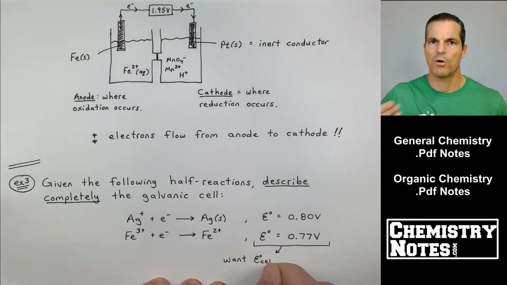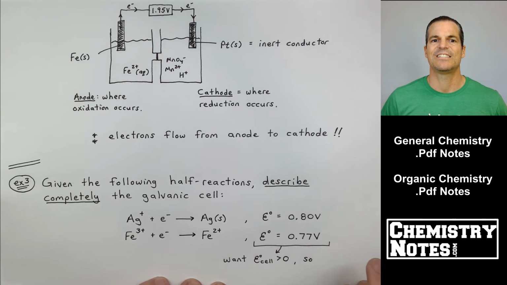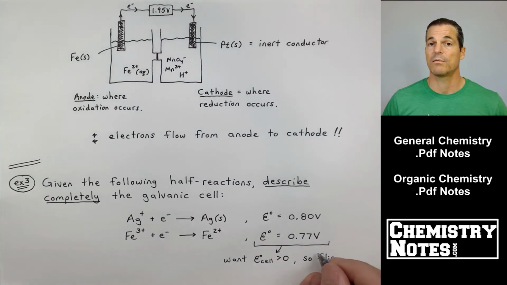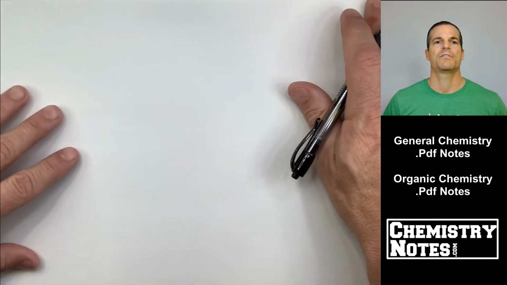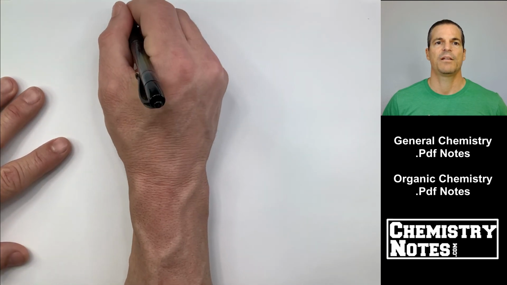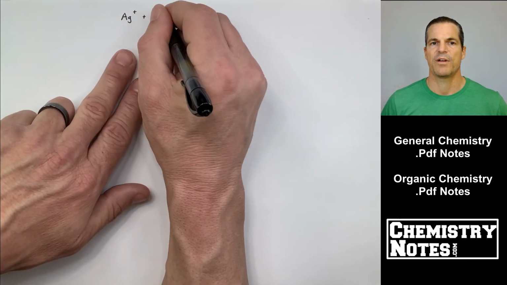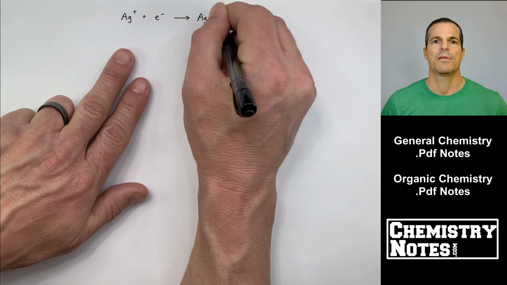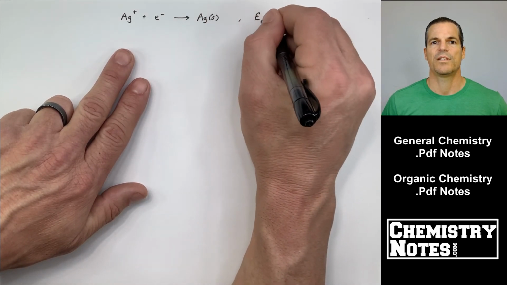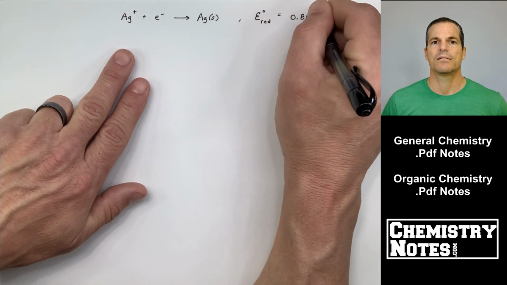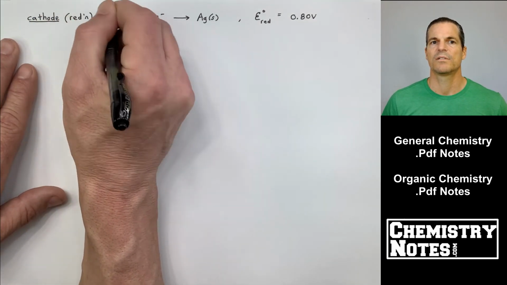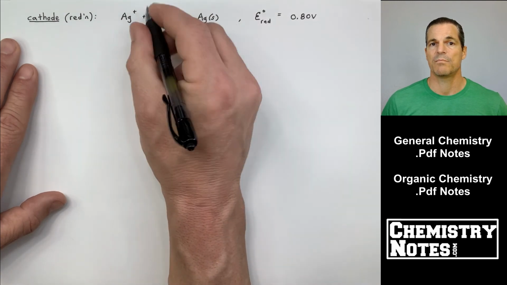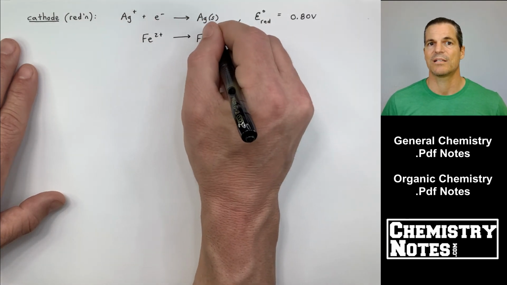We've got to keep this thing overall positive. So it looks like the Ag+ is going to get reduced, but the Fe2+ is going to be oxidized. So we'll flip that at the top of our page of notes here. Because I am not flipping the Ag+ half reaction, I'm just rewriting it right now. And my half reaction voltage, my E reduction, is 0.80 volts. This is where reduction occurs, so it's going to be in my cathode. It'll be in my right-hand side compartment.